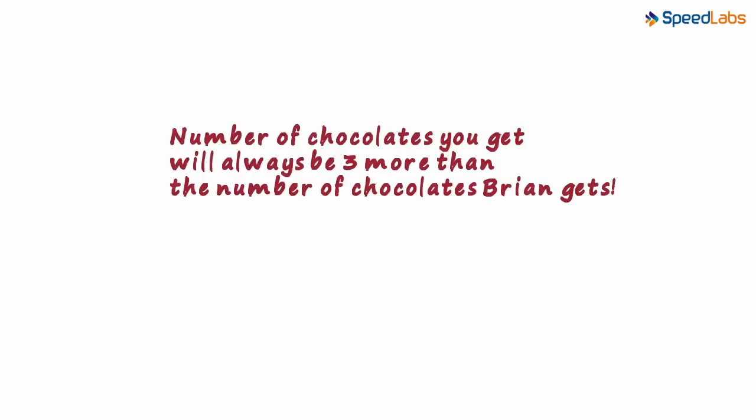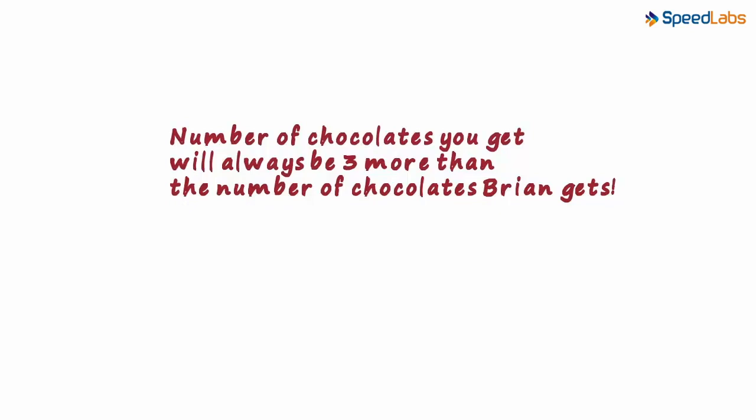The number of chocolates you get will be 3 more than the number of chocolates Brian gets. How do we represent this mathematically? The number of chocolates you get depends on something. But depends on what? It depends on the number of chocolates Brian gets. And how many does Brian get? We don't know. The number might vary.